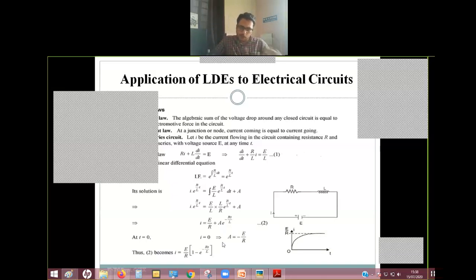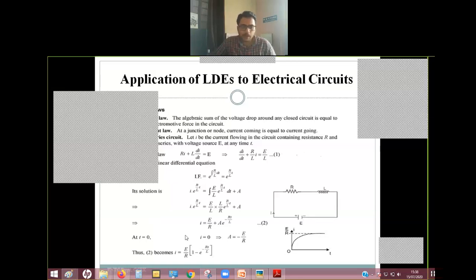That's why we now put A is equal to minus E by R in equation 2. So E by R we will take common: 1 minus e raised to minus Rt by L. This is the equation for current. Please remember, this is the equation for current flowing through this RL circuit. Are you getting it?